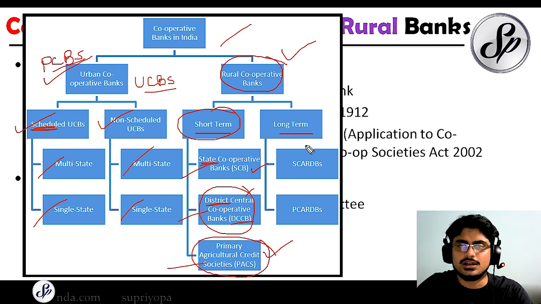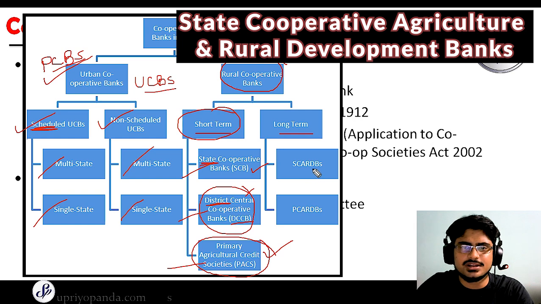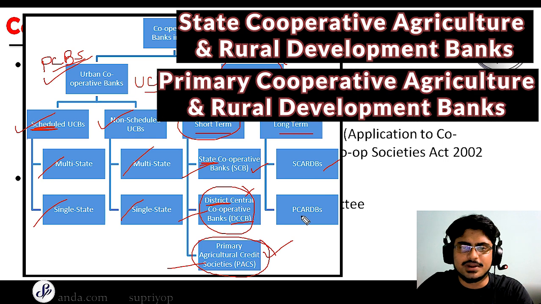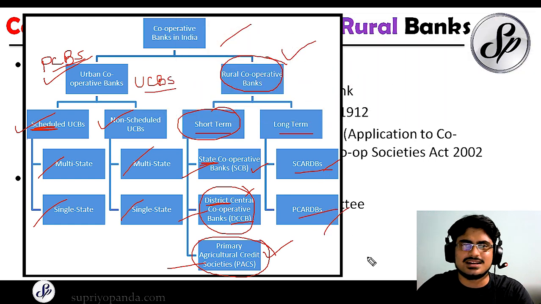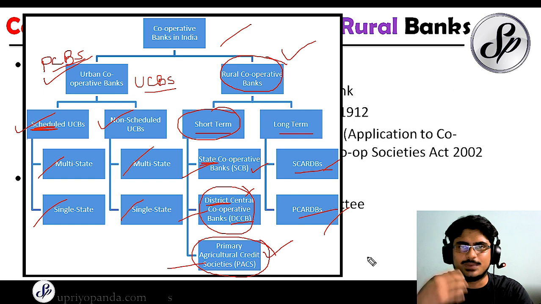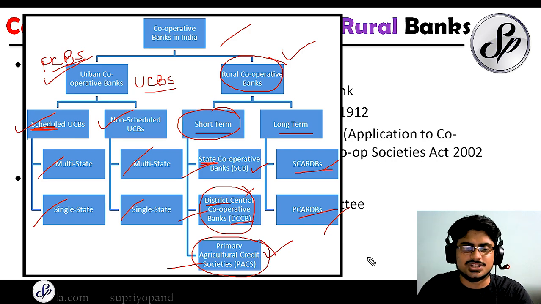And then you have the long term rural cooperative banks. There are SCARDBs and the PCARDBs. So what are the full forms of these? SCARDBs are the state cooperative agriculture and rural development banks, and the PCARDBs are the primary cooperative agriculture rural development banks. It's quite a mouthful, just remember the full forms and that will be enough. So these are the entire structures that we have for the cooperative banking system in India. Very important that you understand the structure. That is where you get some questions from.